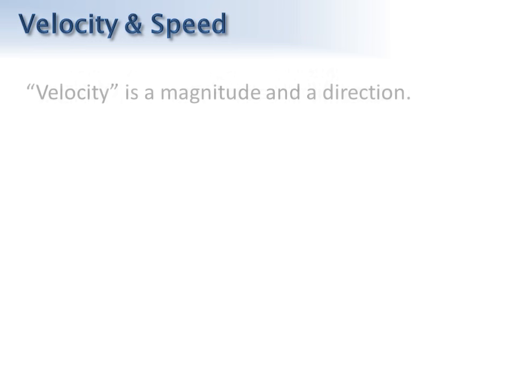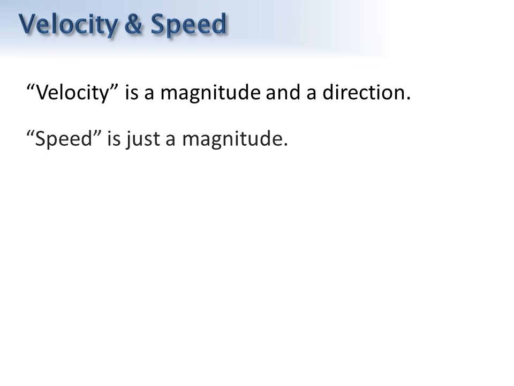In this video, I want to define velocity and speed. Let's start by noting that velocity is a magnitude and a direction, and speed is just a magnitude. So it's similar to the relationship between displacement and distance. So based on this, we can recognize that velocity is a vector and speed is a scalar.